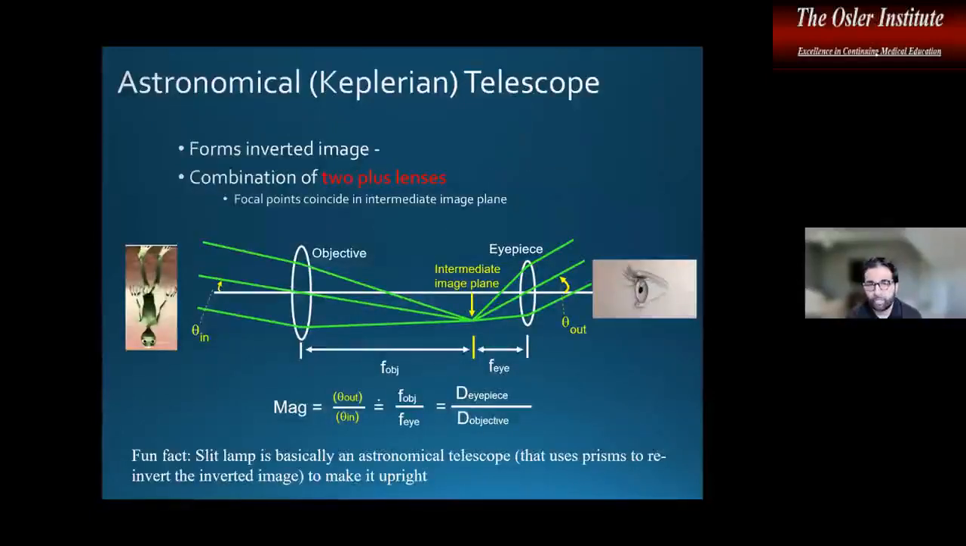So if we have an astronomical telescope, which is also known as a Keplerian telescope, it's going to form an inverted image always. It's going to be the combination of two plus lenses that are put together. And these lenses are going to be lined up in such a way that the secondary focal point of the eyepiece is going to match up with the primary focal point of the objective, so that there's going to be an intermediate image plane. Okay, so here's our eye, we're looking.